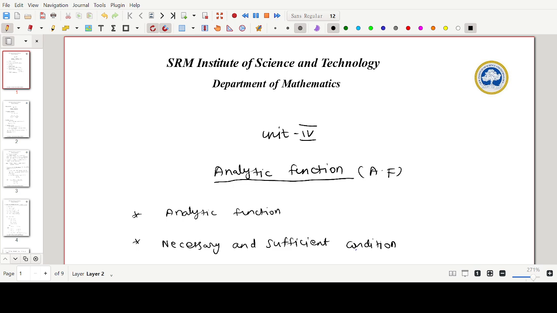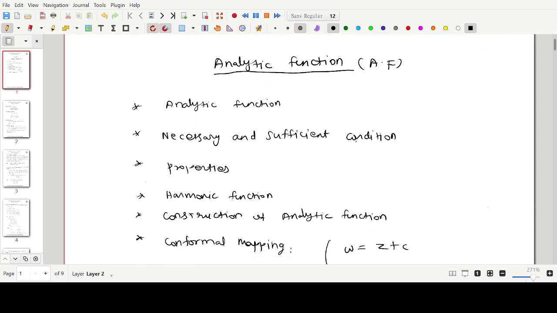Today I am going to discuss Unit 4, Analytic Function. In our Unit 4, we have the following topics I have mentioned here. First one is, what is analytic function? Next, the necessary and sufficient condition for a function to be analytic. Next, the properties of analytic functions. What are the properties for that analytic function?